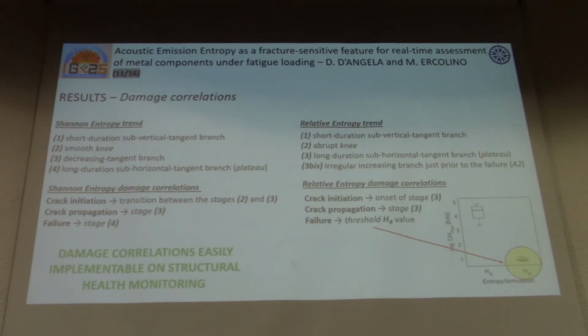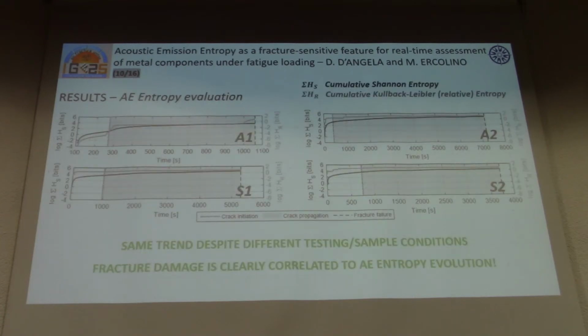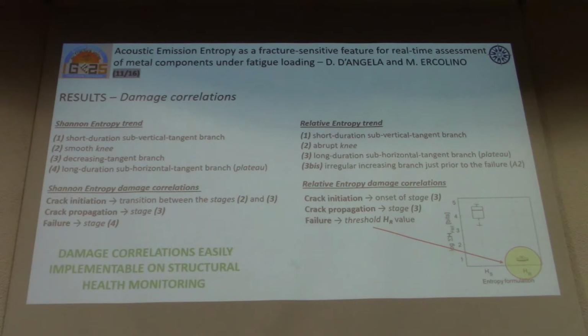So actually, with regard to the Shannon entropy, we identified 4 stages. The first one, there is a short duration subvertical tangent branch, as you can see here. After we have a smooth knee, stage 3 is defined by decreasing tangent branch, and the 4th and last is a long duration subhorizontal tangent branch that we also can define as a plateau.